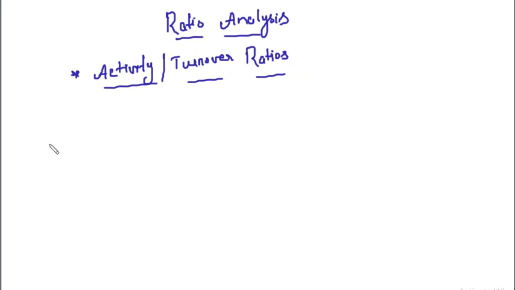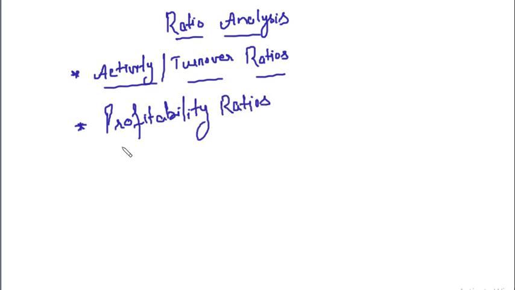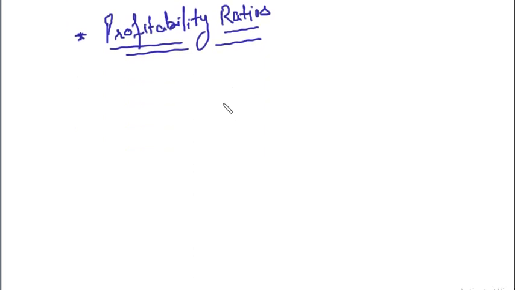Right? So now we are going to start with another set of ratios that is going to be the final set, that is profitability ratios. So the last set of ratios is profitability ratios. Right? So this is what we are going to start off in this lecture, profitability ratios.